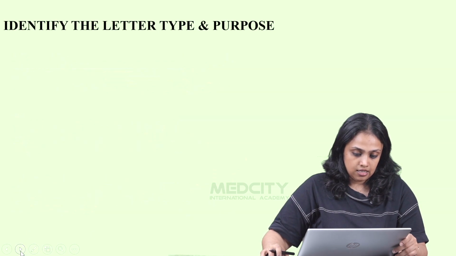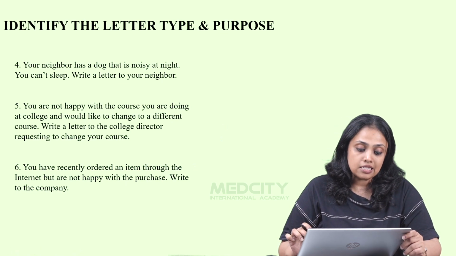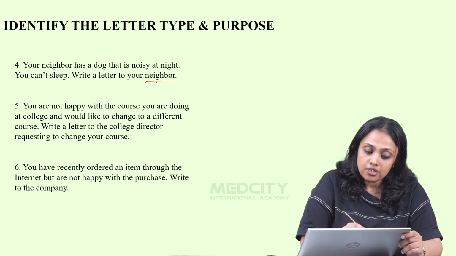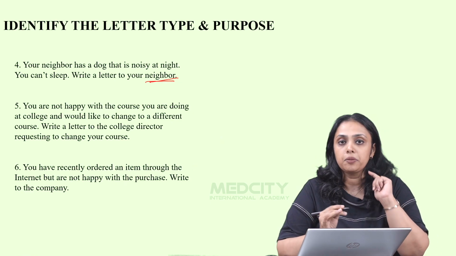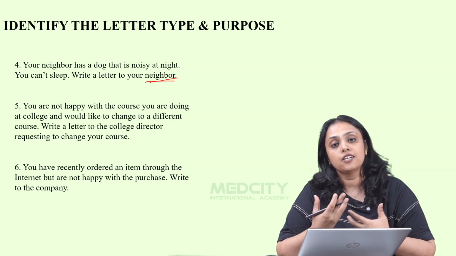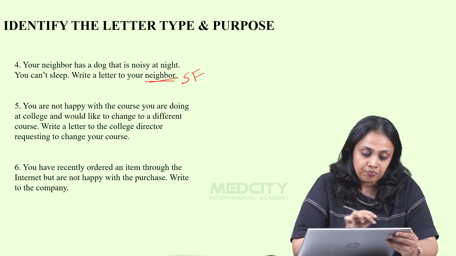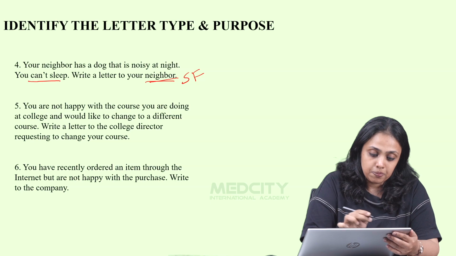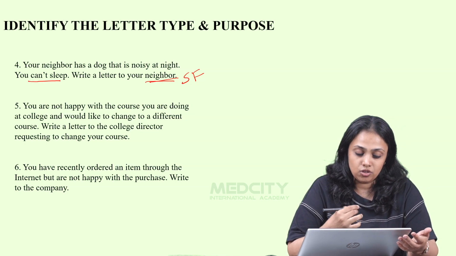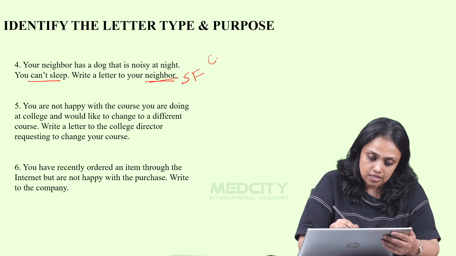Then let's see a few more. Your neighbor has a dog that is noisy at night. You can't sleep. Write a letter to your neighbor. Neighbor again falls into the category of semi-formal, which means that you know that person, but not very close like a family member or a friend. So the type of letter here is semi-formal. And what is the purpose? You can't sleep, so it's a kind of complaint. You're just stating or reporting an inconvenience that is caused to you.